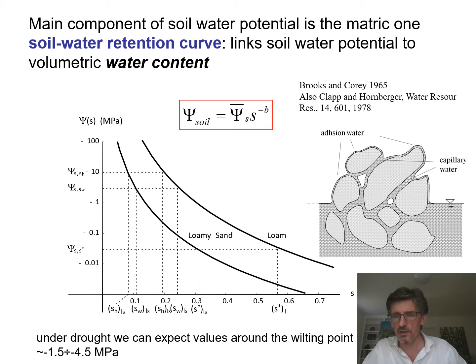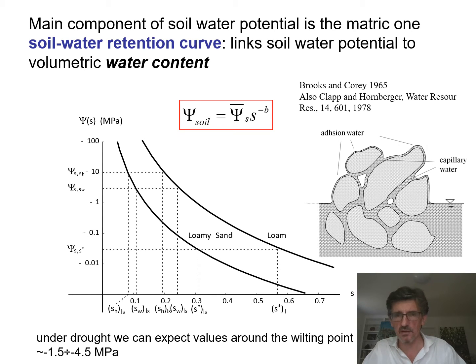So when the water potential drops below this value, we want to know at what value of moisture content this corresponds. Now, if you have a loamy sand, this will be 0.3, and if we have a loam, this will be a much higher value. It's a finer texture soil. The capillary forces are different. The water is held more tightly, and so you can actually contain more water at that level.